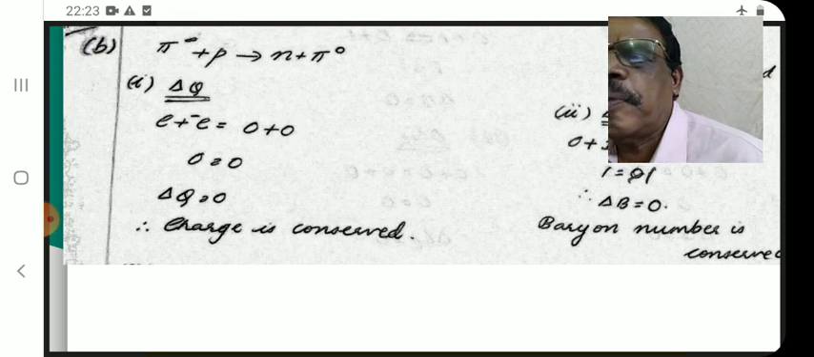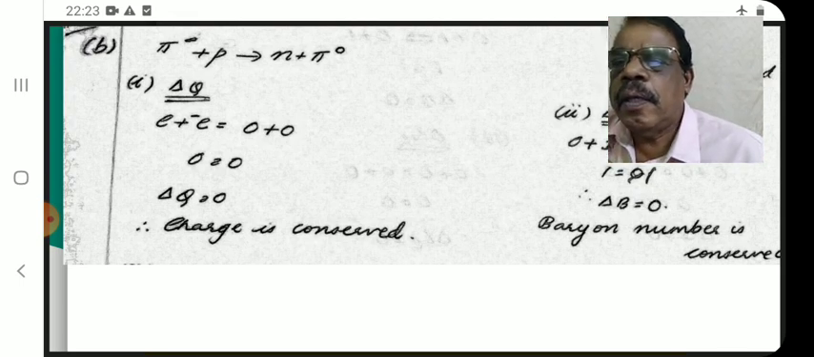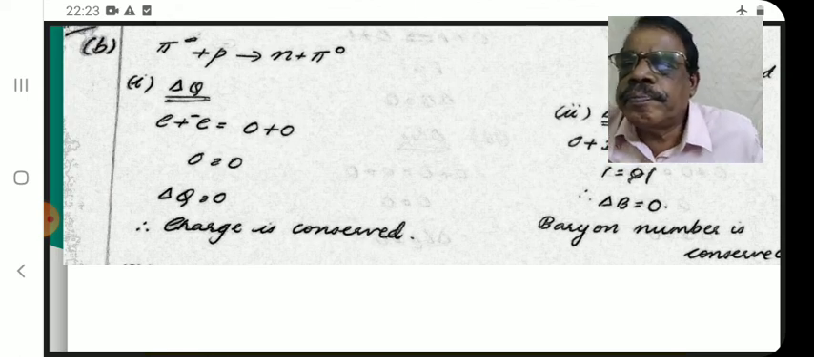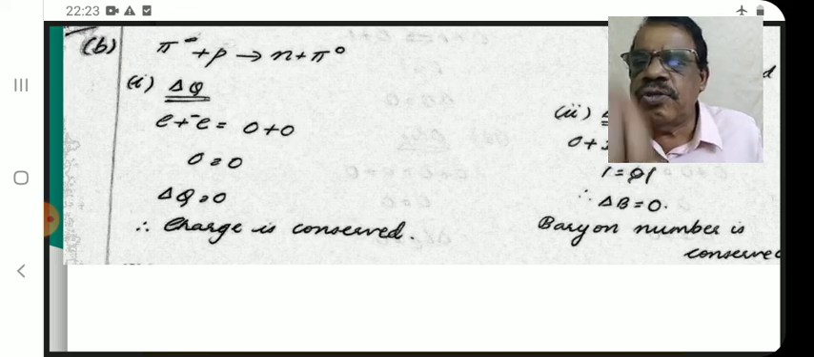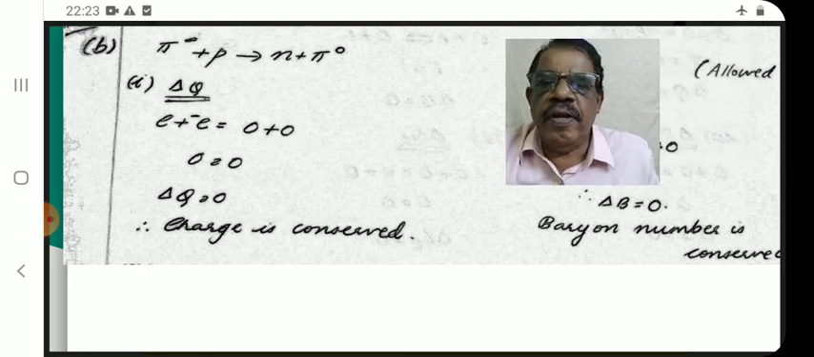It is pi minus plus p gives n plus pi 0. So pi minus charge is minus e and p charge is plus e, so 0. On the RHS there is no charge, 0 is equal to 0, delta Q equals 0, charge is conserved.